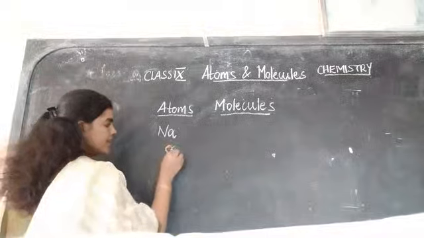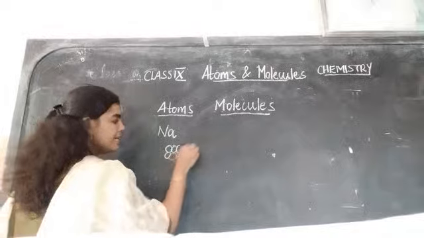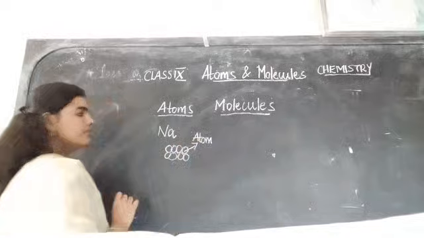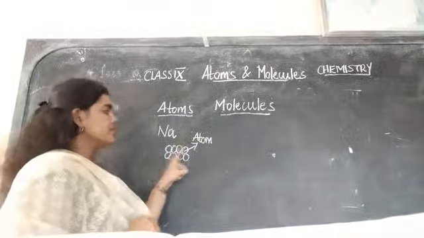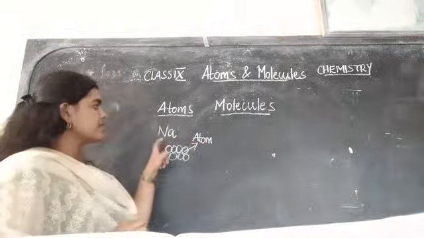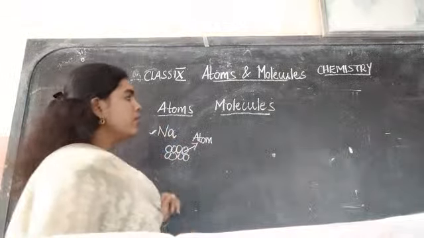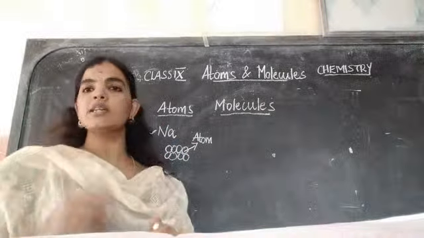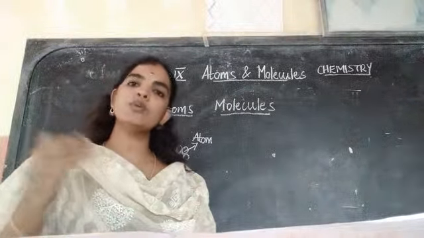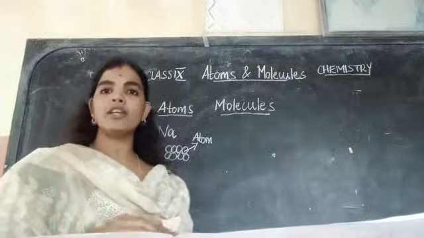In sodium there are so many particles. The sodium element is made up of so many particles and each particle is a sodium atom, which we call each single particle a sodium atom. So atoms are the smallest particle of an element. What about molecules? Each molecule has a molecular formula, which we usually use when we write reactions.